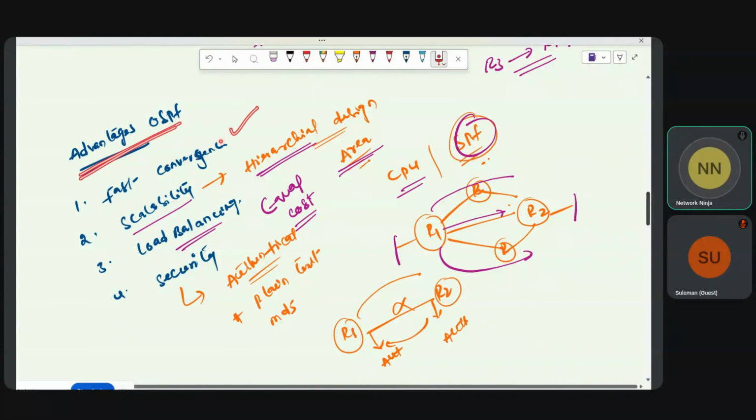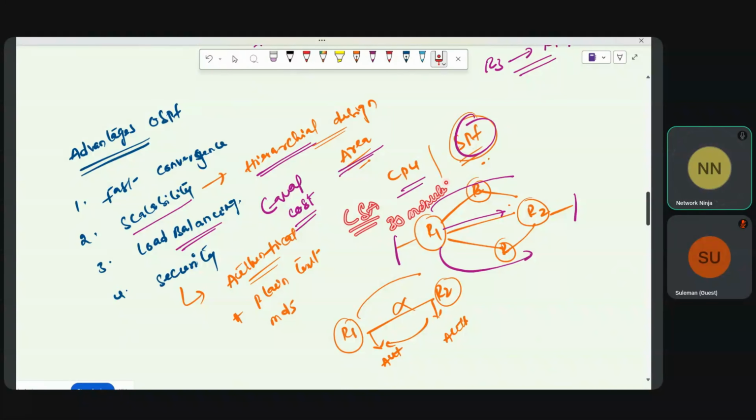as it has fast convergence. Whenever there is a change in the network, it sends incremental and triggered updates. And even there is an LSA, link state advertisement, every 30 minutes. That LSA is also called a refresh LSA.